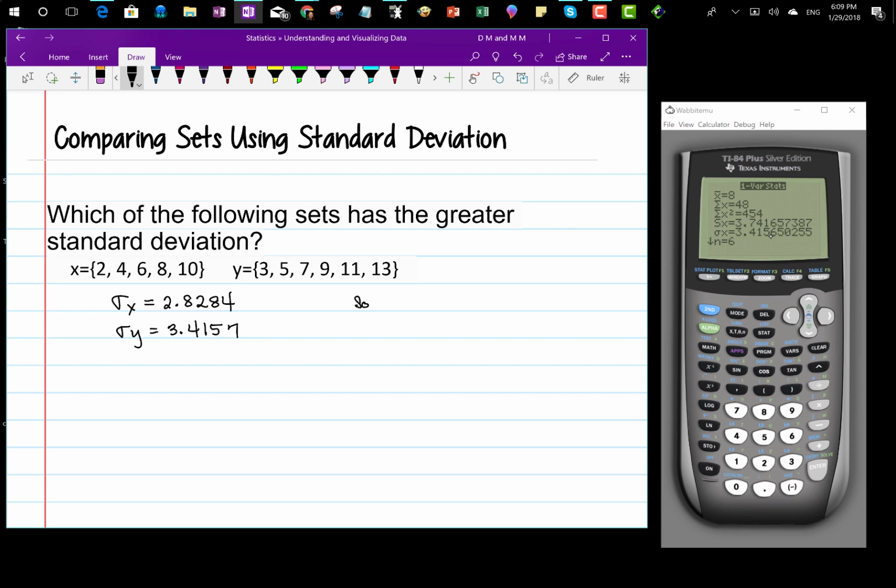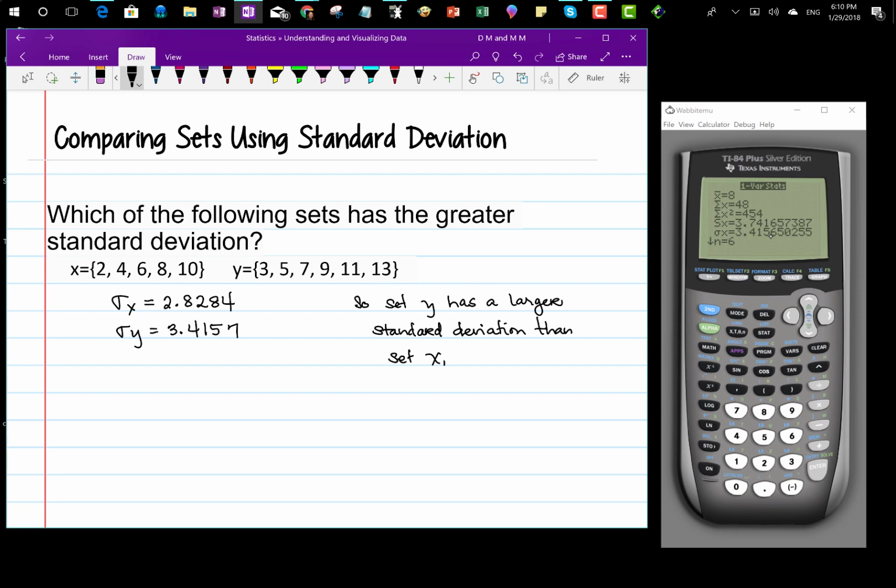So set y has a larger standard deviation than set x. And that's not necessarily because it has more data values. It's because it actually is spread across a larger range of data values.